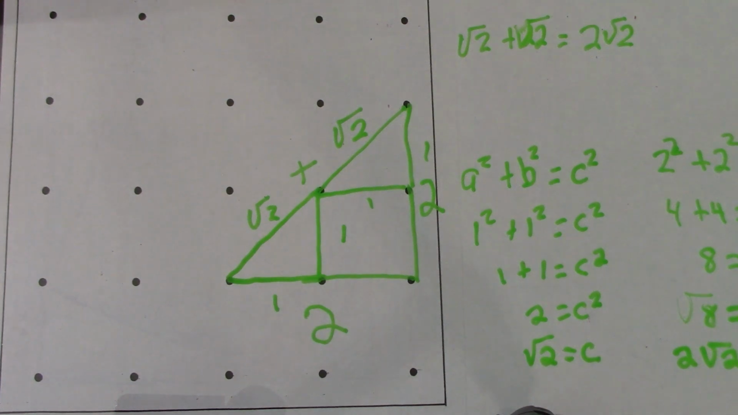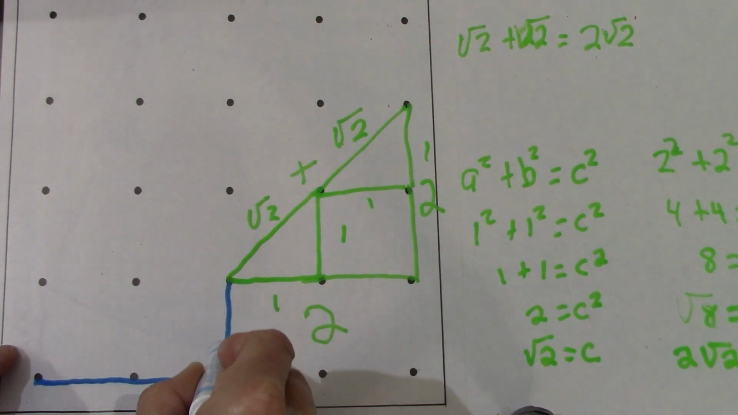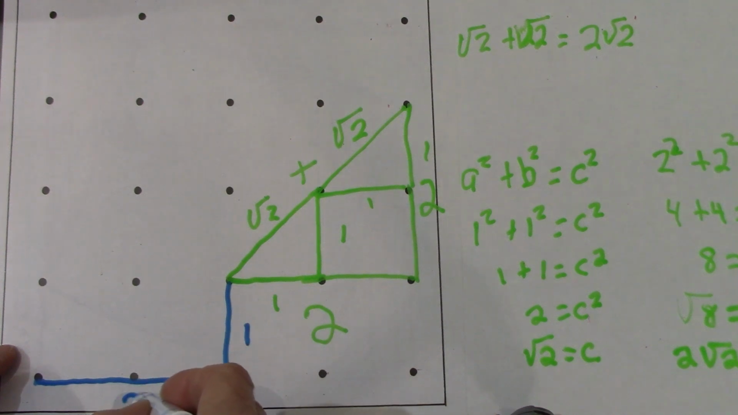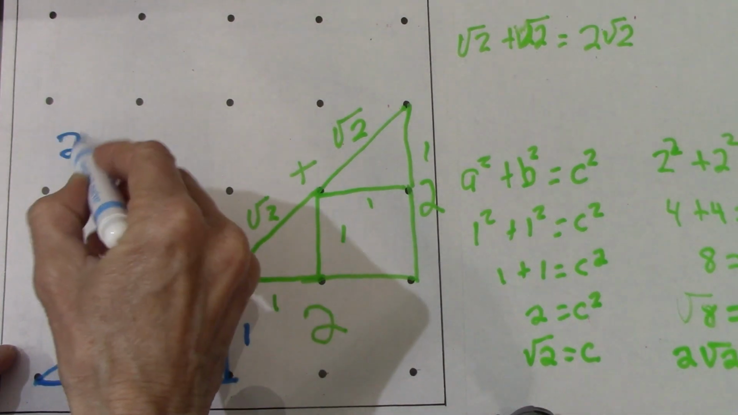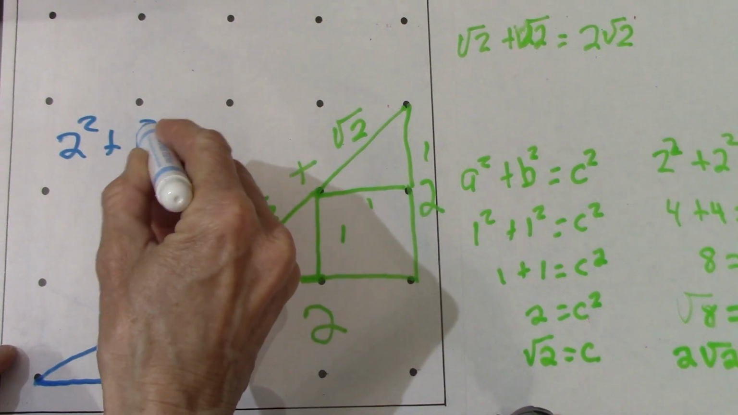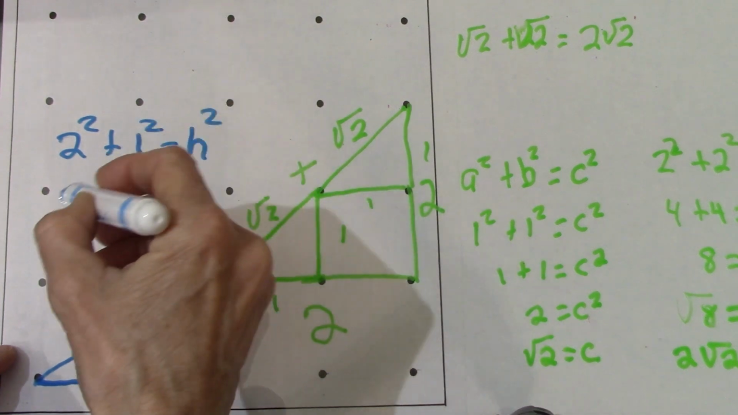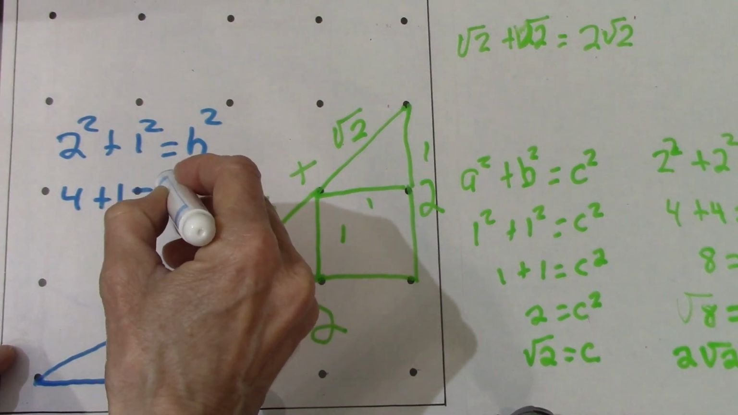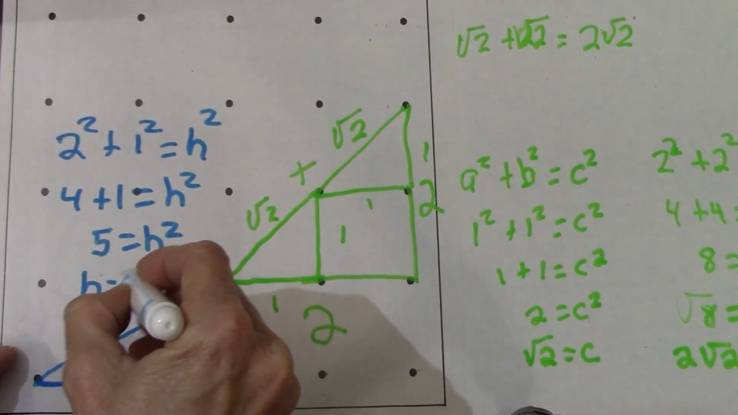But if we have a different one, like the square root of, let's say, 5, if I were to draw in a triangle here, which has, let's say, a length of 2 and a height here of 1, then I see that here I'm going to have 2 squared plus 1 squared, and that's going to give me, let's call this h this time, 4 plus 1 equals h squared. 5 equals h squared, and h is the square root of 5.